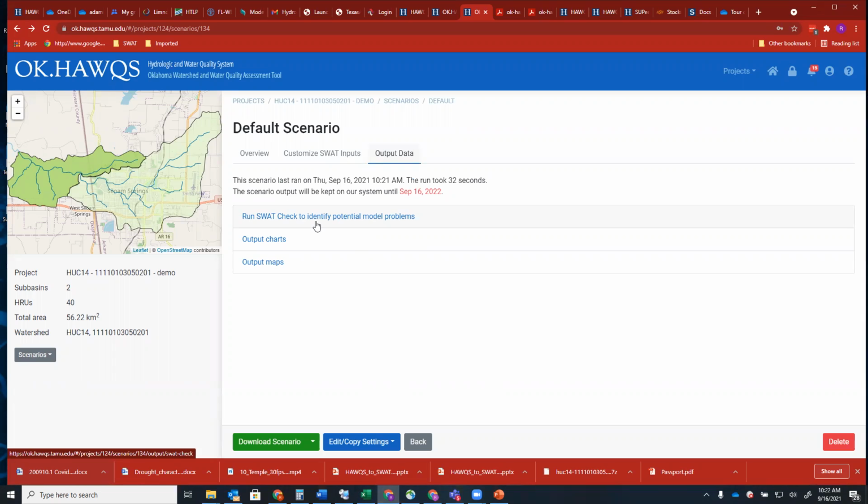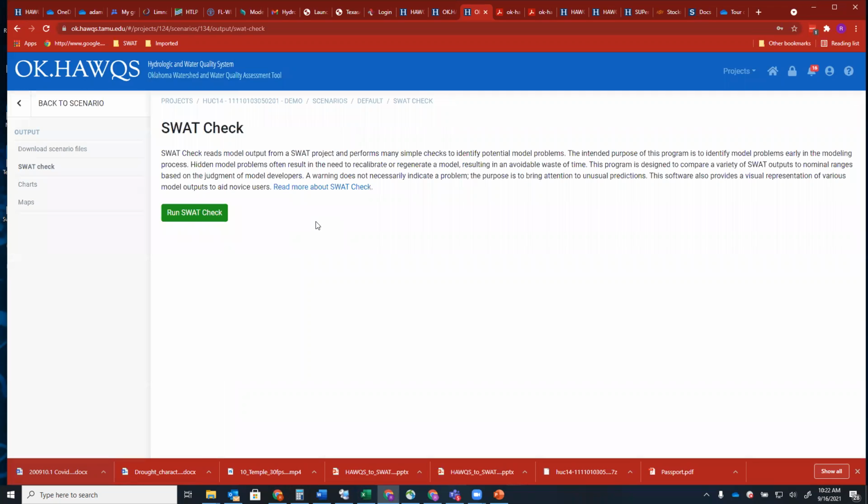SWAT Check is a diagnostic tool, not a calibration tool, to look at a 30,000 foot view of your watershed. What is the total annual rainfall? How much of that is runoff? How much of that is sediment and things like that? It gives you all the different information, not by subbasin, not by HRU, but looking at the entire simulation for the entire watershed.